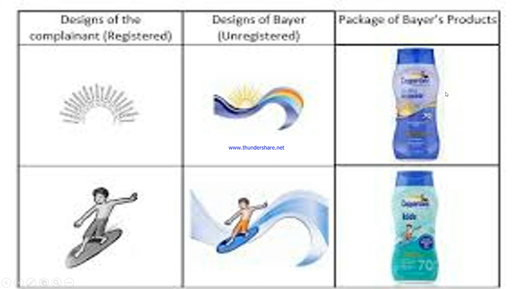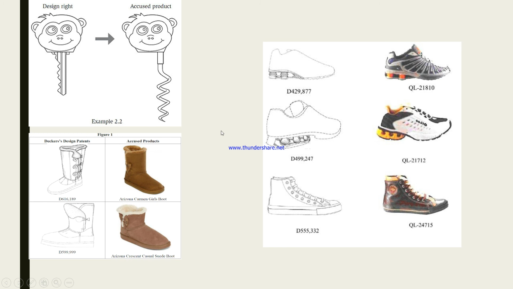Package of the buyer's product. Now you can see on the package, this is what is being used here. This is the original one and this is the duplicate, right? You can see the similarity, right? Okay, so this is called violation of design, piracy of design. You can see another example.